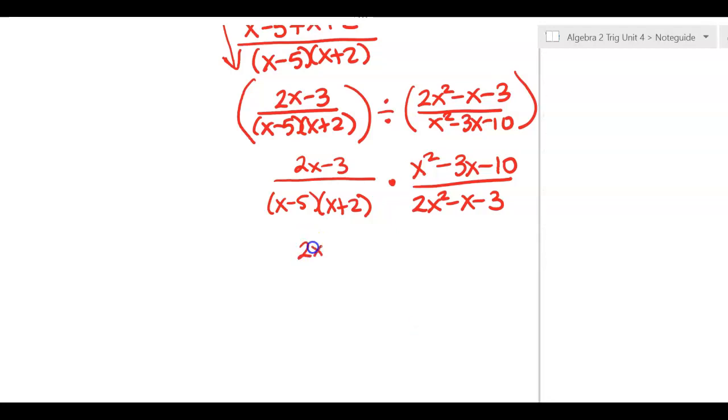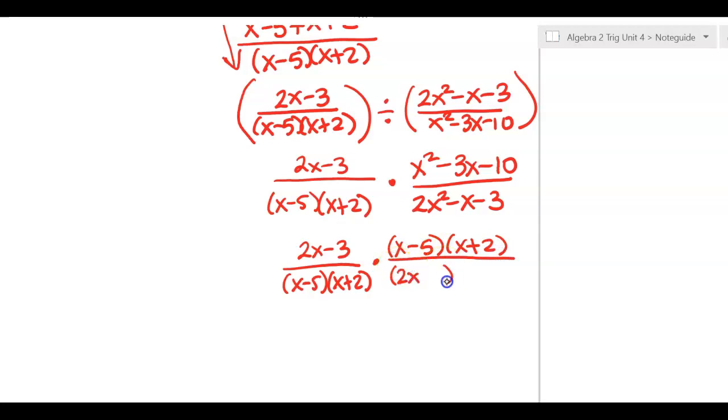All right, so everything in the first fraction is factored for us, but we want to factor everything that's in the second fraction. So x squared minus 3x minus 10 factors as x minus 5 and x plus 2. And 2x squared minus x minus 3 factors as 2x minus 3 and x plus 1.